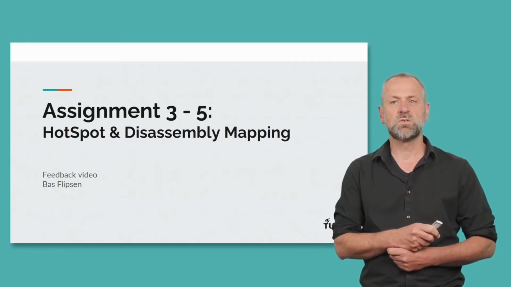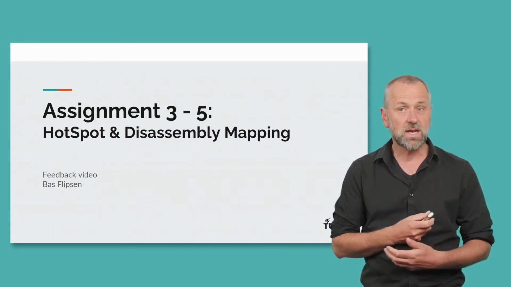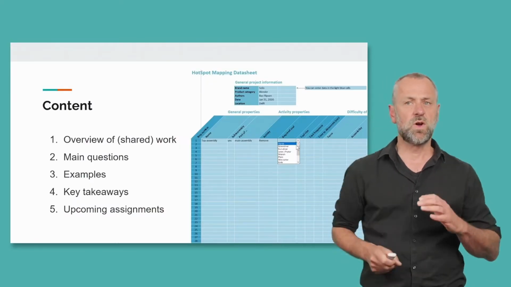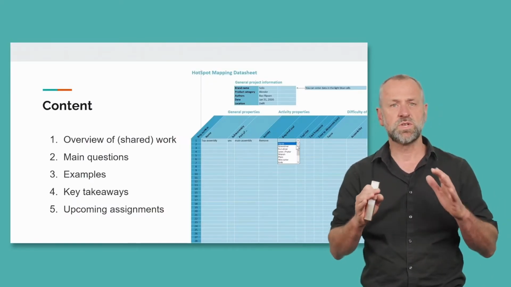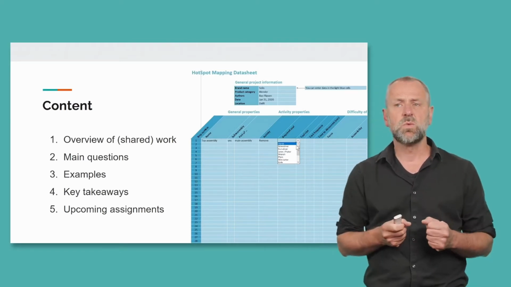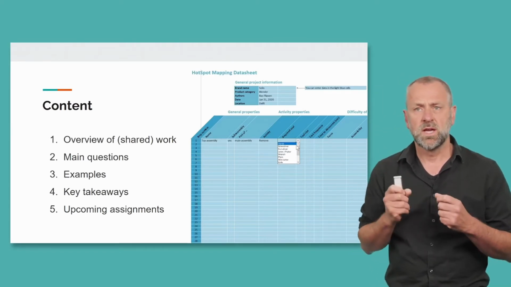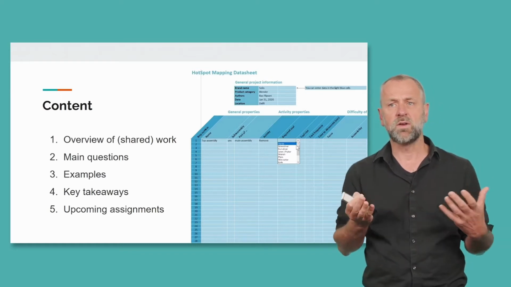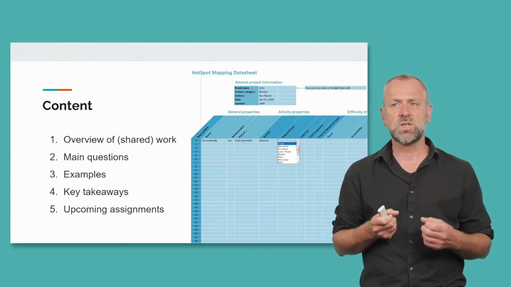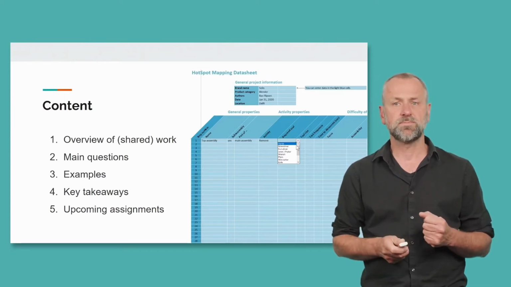So today we're going to give you feedback on the hotspot mapping and on the disassembly mapping. First of all, we will give you an overview of your shared work. Check out the Miro board online and see what your fellow participants are working on. And don't forget to give one of your fellow participants feedback on his or her work. You can do this in the last part of the Miro template.